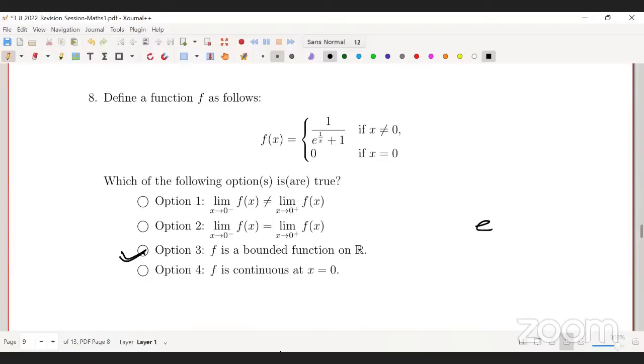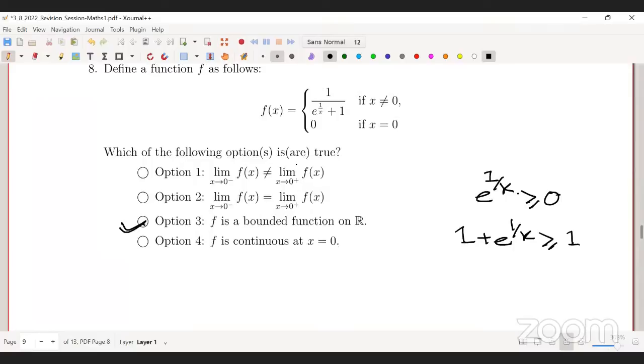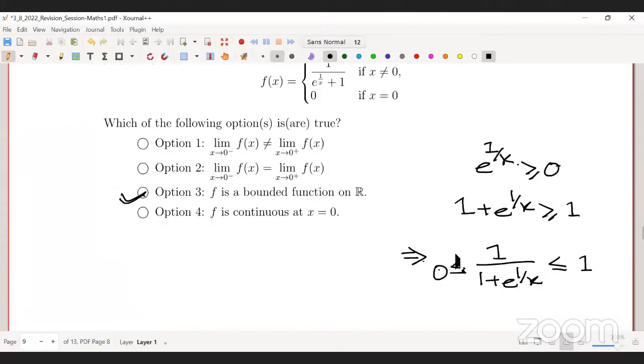e power 1 by x is always greater than or equal to 0. Correct? Yes, sir. So 1 plus e power 1 by x is always greater than 1. If I take the reciprocal, then what will I get? Less than or equal to 1, and it's also greater than or equal to 0, right? Not equal to 1, sir. Okay, I'm giving a bound. I'm not saying that it can achieve 1.